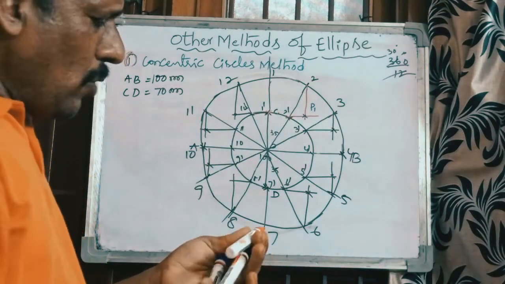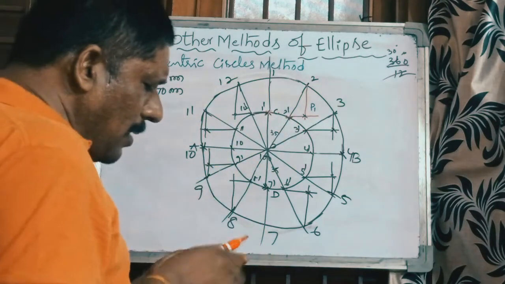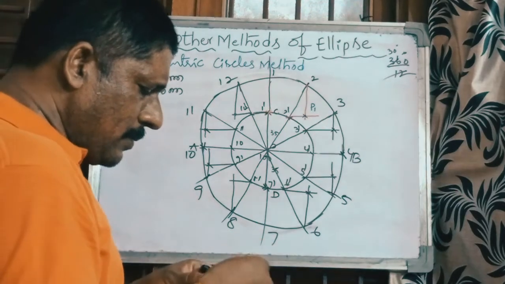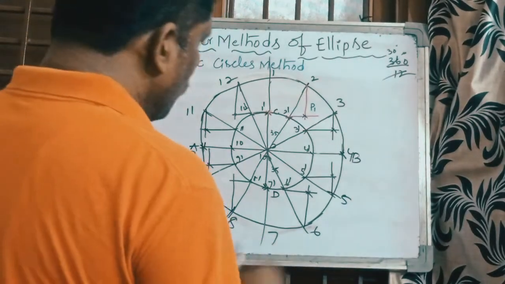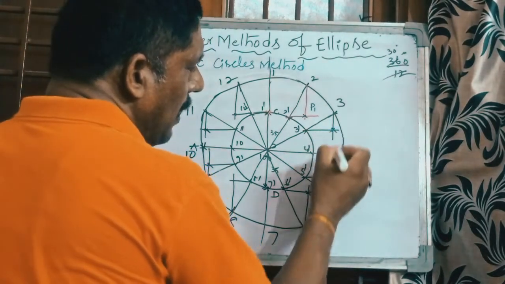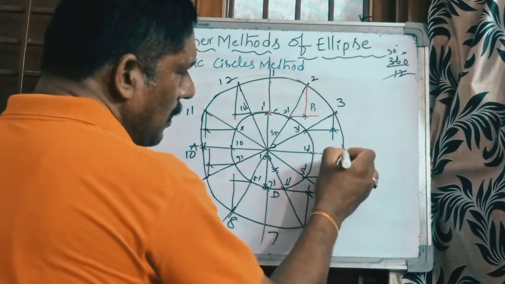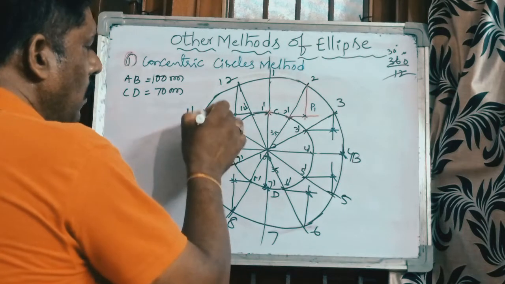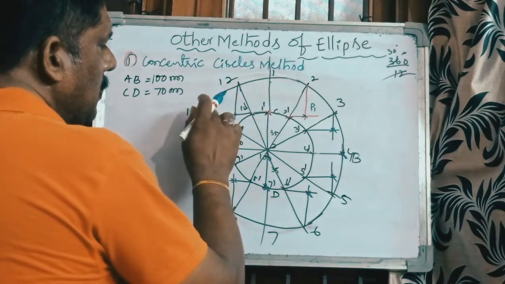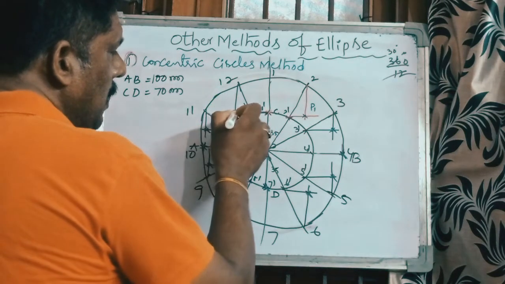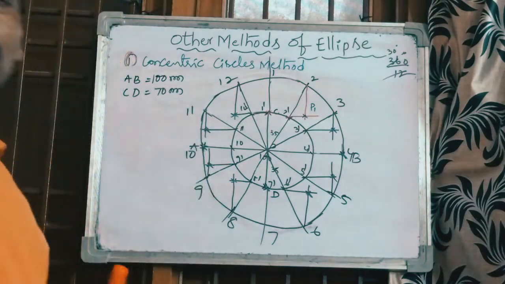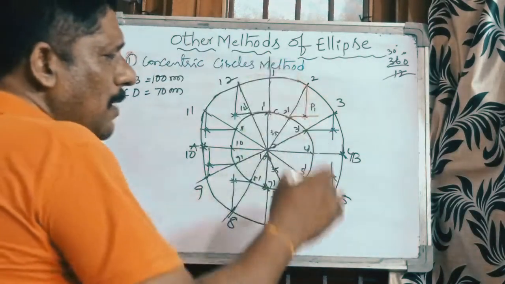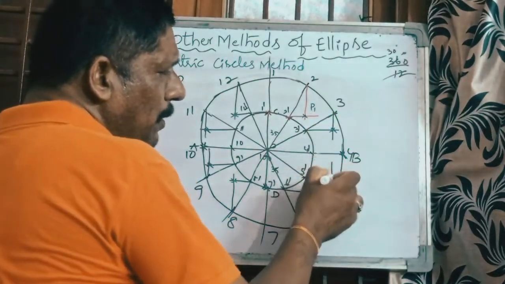So now mark all the points. See here, you will get this point, this point, this point. So mark all the 12 points. Sorry, this is not. This is, and this point and this point. So mark the 12 points and now join all the points. So P1, P2, P3, P4 like that.